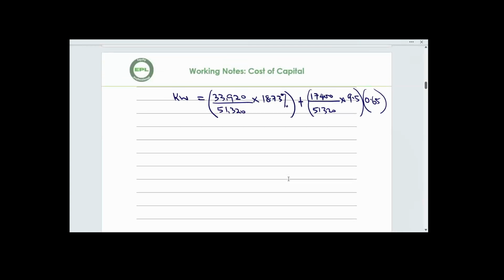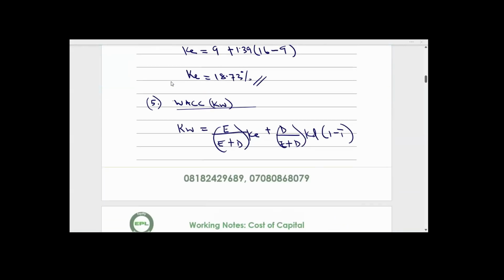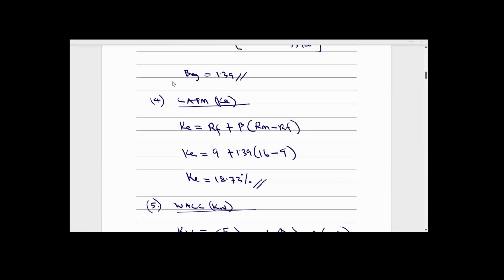Now, before I go there, Rose, talk to me. Rose: Yes, sir. Good evening, sir. Good evening. My question is on solution point 4, where you have 16. I don't know if you can just help me scroll up a little bit. 18.73. Yeah, this bracket, how did you get this 16 minus 9?